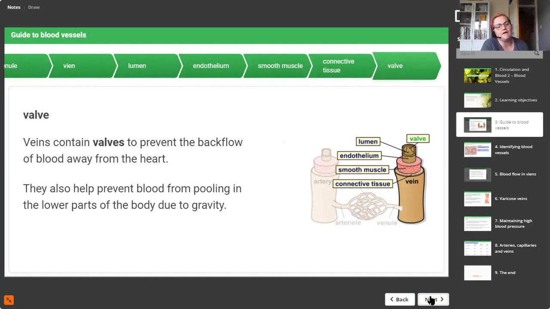So veins contain valves, and that's to prevent backflow of blood away from the heart. It also helps to prevent blood from pooling in the lower parts of the body due to gravity. So without them, we could get things like blood clots forming as well.